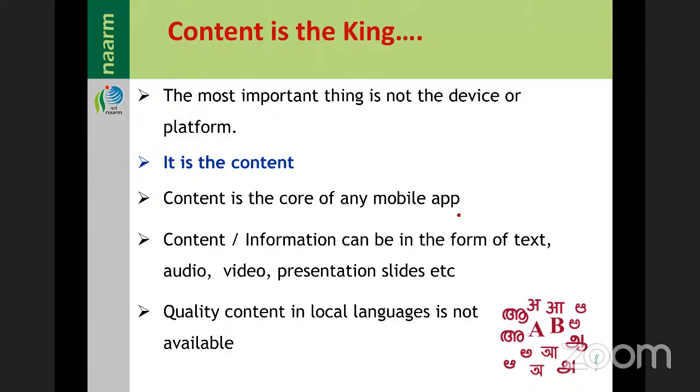How we are going to make the text and all, information can be in the form of text, audio, video, presentation, slides, whatever it is. Now everything is there. Earlier it was very difficult, we could only send messages, we could not send photographs or videos. Now see WhatsApp and how much information you are sending through mobile apps. So how we are going to keep the videos and presentations, how we are going to keep the content and give the information, quality content in local language is not available.